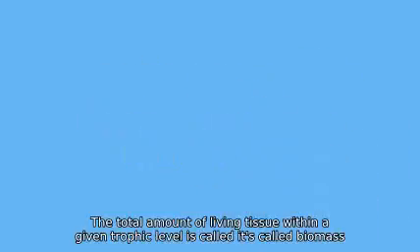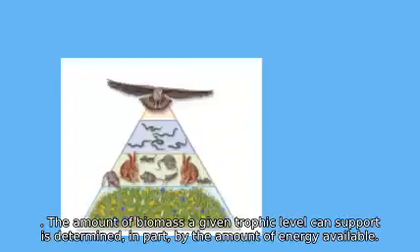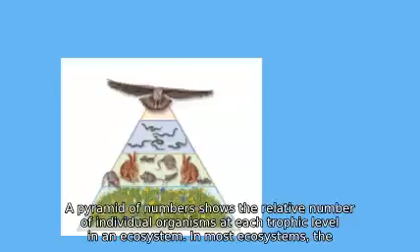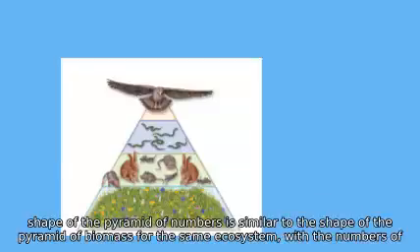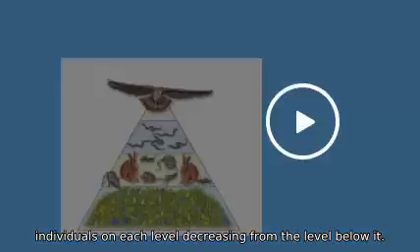Pyramid of biomass and number. The total amount of living tissue within a given trophic level is called biomass. The amount of biomass a given trophic level can support is determined, in part, by the amount of energy available. A pyramid of numbers shows the relative numbers of individual organisms at each trophic level in an ecosystem. In most ecosystems, the shape of the pyramid of numbers is similar to the shape of the pyramid of biomass, with the number of individuals on each level decreasing from the level below it.